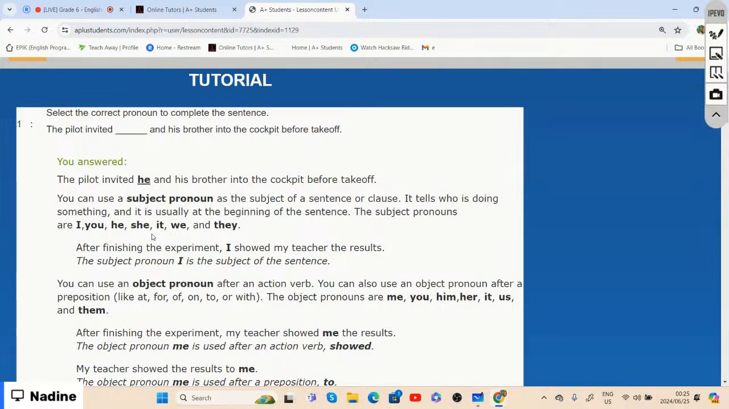And remember, a subject pronoun tells us who is doing something, and it's usually at the beginning of a sentence. And an object pronoun comes after an action verb or after a preposition, right? And the prepositions are words like at, for, of, on, to, or with. A subject pronoun is usually the giver, somebody who is doing something. And the object pronoun, in my own words, is the receiver of something. Someone is doing something for you or to you.